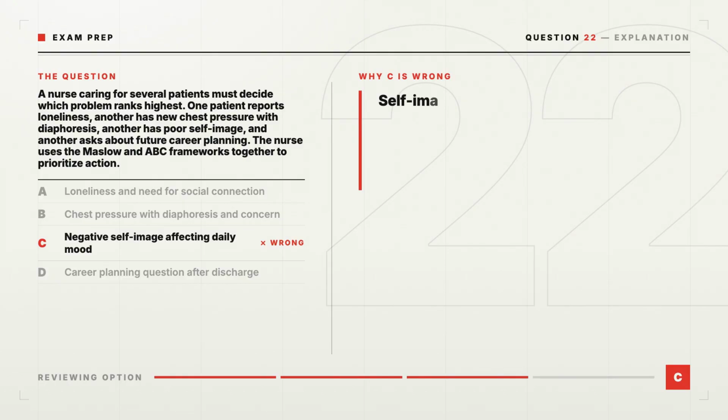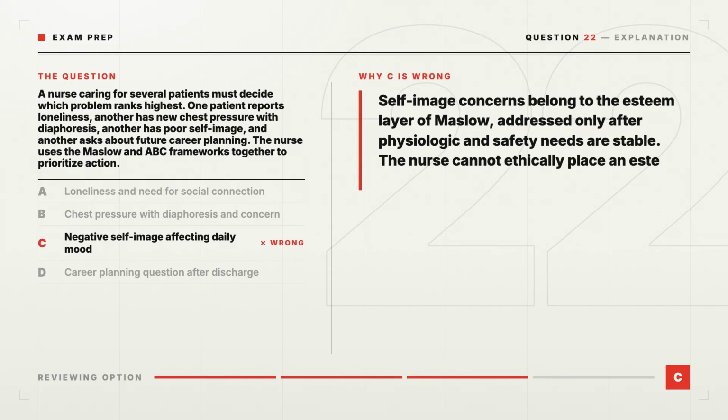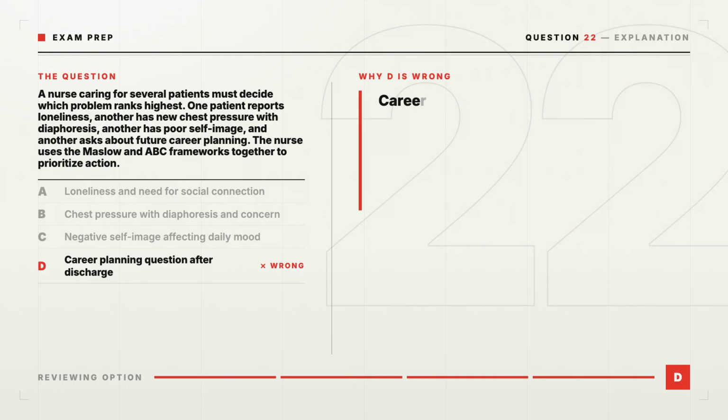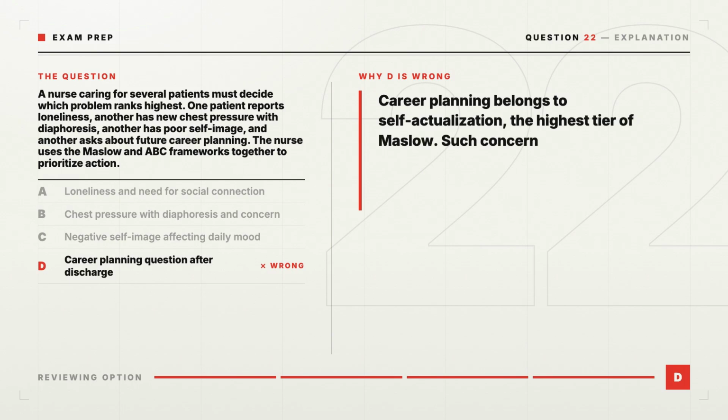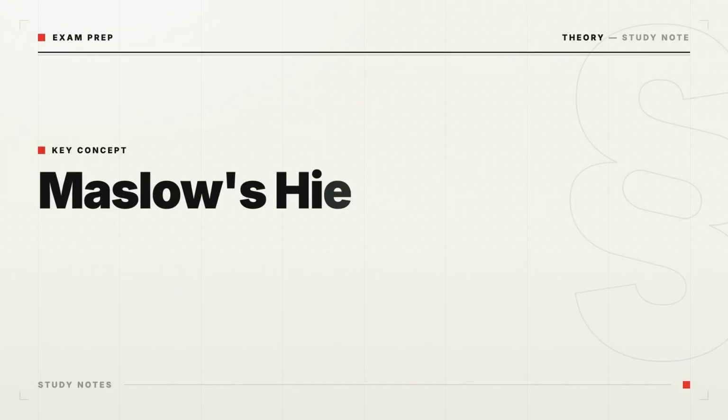C is wrong because self-image concerns belong to the esteem layer of Maslow, addressed only after physiologic and safety needs are stable. The nurse cannot ethically place an esteem issue ahead of suspected cardiac compromise. D is wrong because career planning belongs to self-actualization, the highest tier of Maslow. Such concerns are valid but never override an active physiologic threat, since survival itself is required before pursuing higher goals.